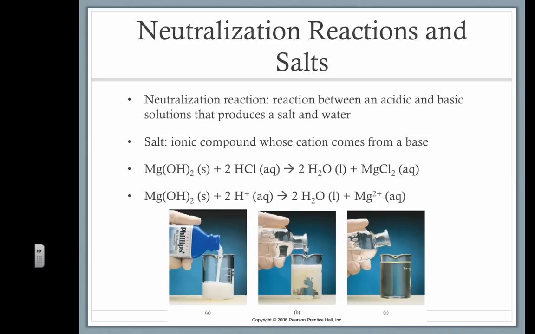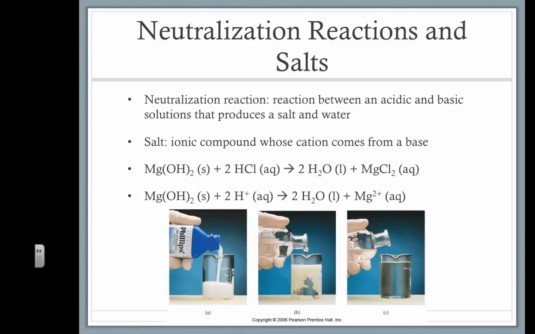When we mix acid and bases together, they will neutralize each other, and we call this a neutralization reaction. The products will be salt and water. A salt is just any generic ionic compound. Here's an example with magnesium hydroxide and hydrochloric acid. So we get water and magnesium chloride as an example. Magnesium hydroxide, again, is a solid. It's not soluble in water, so that's why it's written in this fashion. And then what you see underneath here is the net ionic equation.